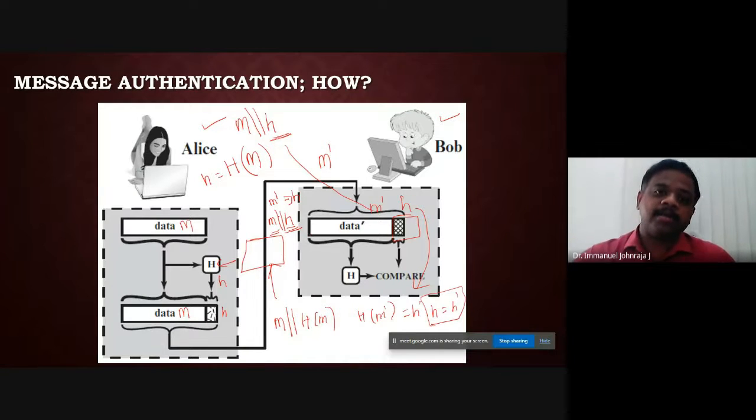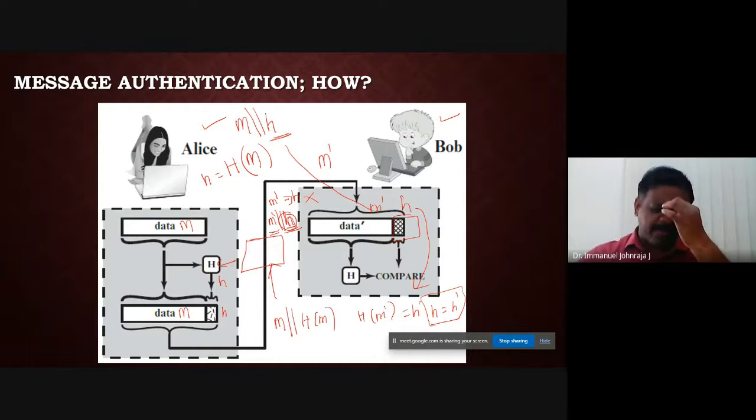Can he generate another message which is going to give M? That's not possible. Will he be able to create a message from H? That is also not possible. All right. So what happens? The attacker has no way to create the same hash without altering M. This is the advantage.